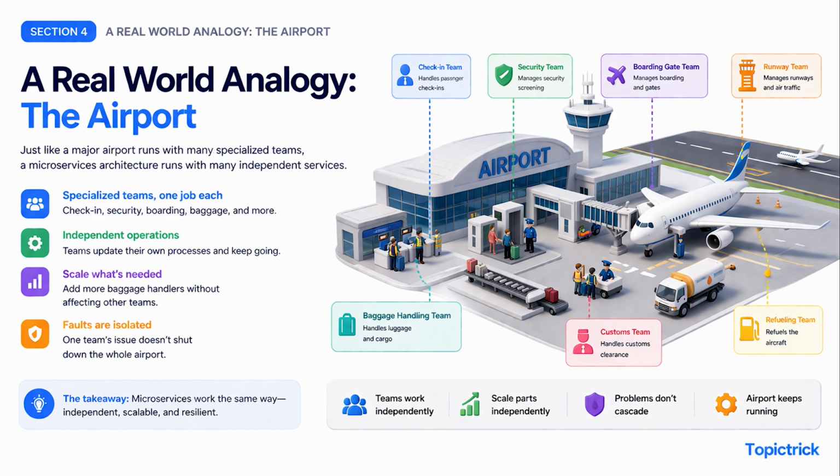And critically, if the check-in system experiences a problem and slows down, the plane can still be refueled, the runways can still be managed, and the airport keeps functioning. One team having a bad day does not shut down the whole airport. That is exactly how microservices work. Each service is like a specialized team, focused on its own function, able to grow or shrink independently, and isolated enough that problems do not cascade across the entire system.